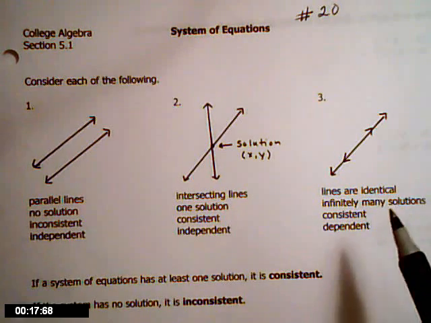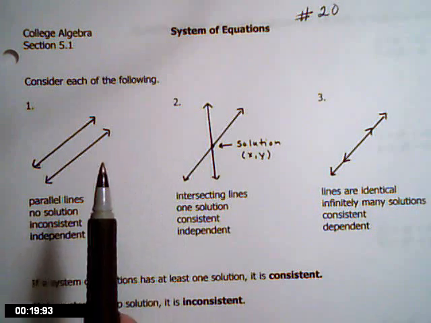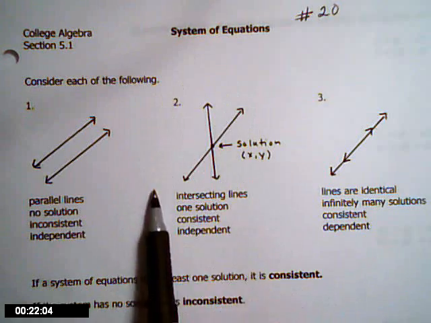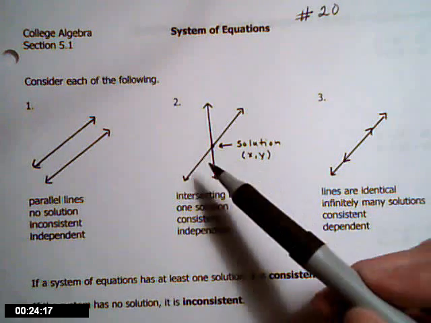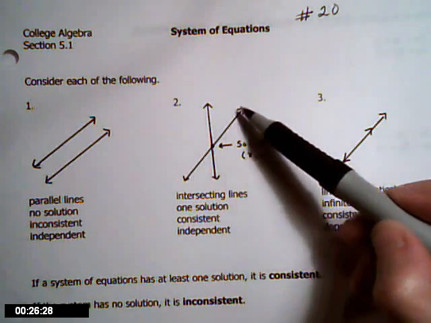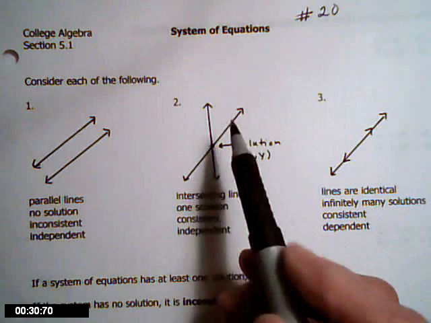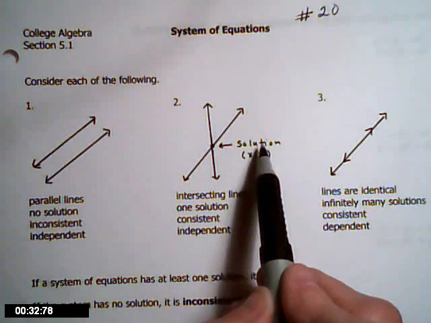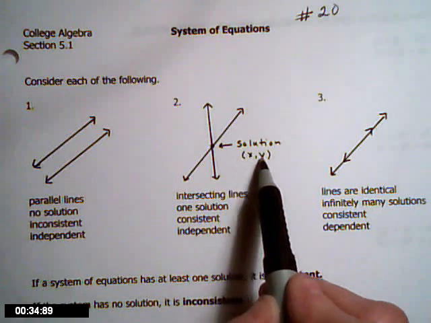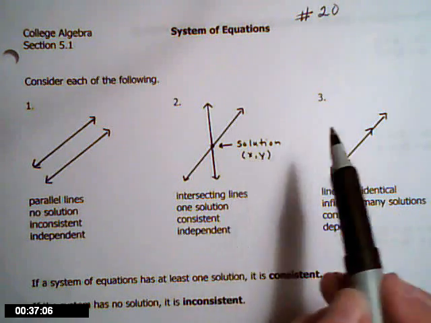If we were to look at this graphically, one of three situations would arise. Probably the most common would be this one in the center, where if I drew one straight line and then I drew another straight line, they would intersect in one point. Now that one point would be the solution. Of course it's a point, so it's an xy, it's an ordered pair.